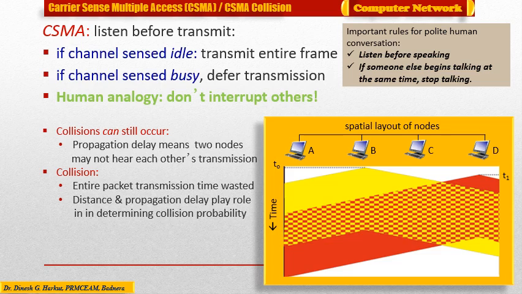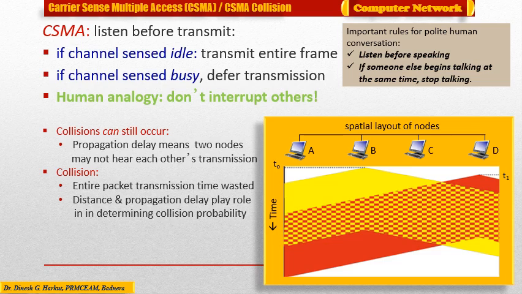Specifically, there are two important rules for a polite human conversation. One is listen before speaking. If someone else is speaking, wait until they have finished. In the networking world, this is called carrier sensing. That is, a node listens to a channel before transmitting. If a frame from another node is currently being transmitted into a channel, a node waits until it detects no transmission for a short amount of time and then begins transmission.